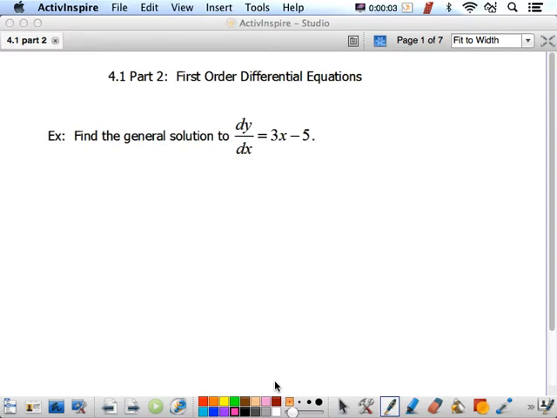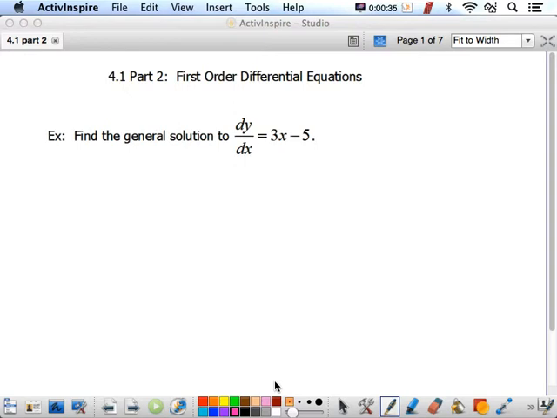Section 4.1 Part 2 deals with first-order differential equations. For our first example, we want to find the general solution to the differential equation dy/dx equals 3x minus 5. Remember that dy/dx is just another way of saying y prime, in what we call differential form. So we've been given a derivative with respect to x that equals 3x minus 5, and we're trying to find the original equation for whom that would be the derivative.